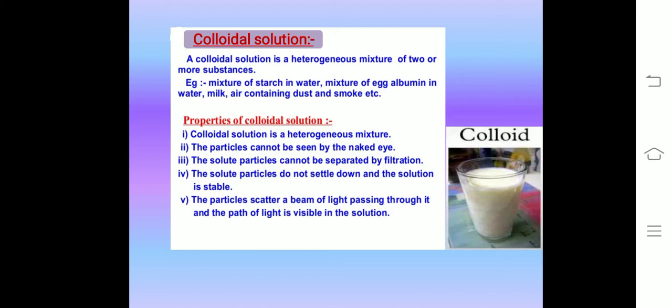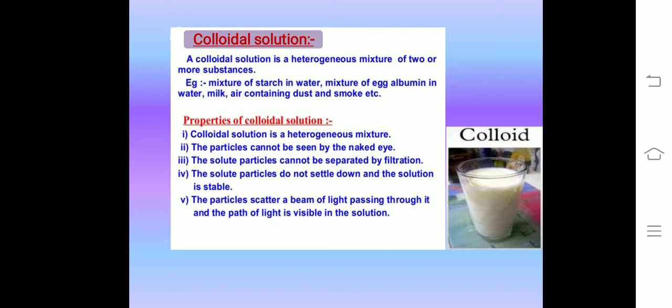A colloidal solution is a heterogeneous mixture, but it appears to us as homogeneous. The particles cannot be seen by the naked eye. The size of their particles lies in between the size of a solution and the size of a suspension, that is, their size is in the range of 1 nanometer to 100 nanometers.